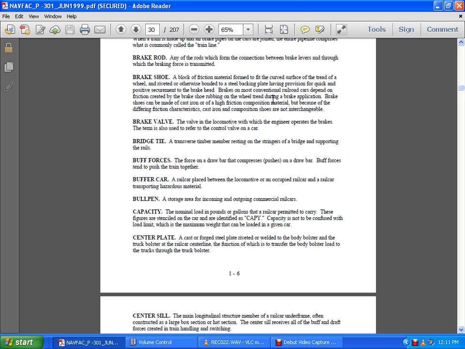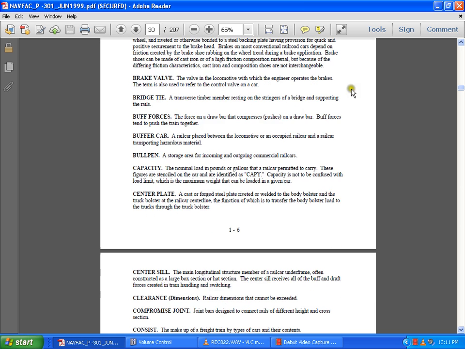These figures are stenciled on the car and identified as CAPY. The capacity is not to be confused with the load limit, the maximum weight of the load in the given car. The center plate, forged steel or cast, riveted or welded to the body bolster and the truck bolster, whose function is to transfer the body load to the trucks through the truck bolster.